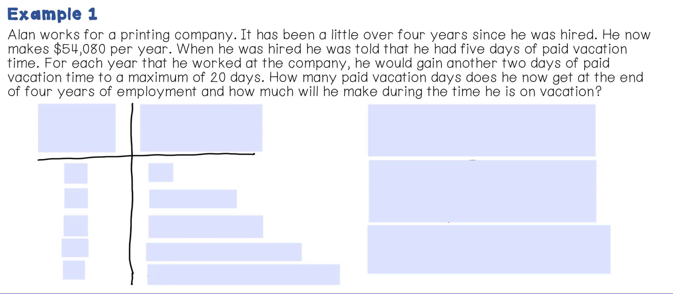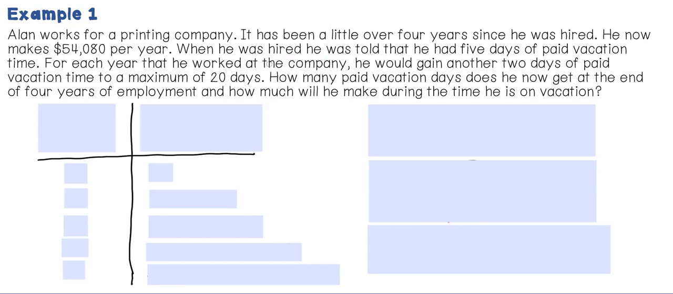When he was hired, he was told that he had 5 days of paid vacation time. For each year that he worked at the company, he would gain another 2 days of paid vacation time to a maximum of 20 days. How many paid vacation days does he now get at the end of 4 years of employment, and how much will he make during the time he is on vacation?